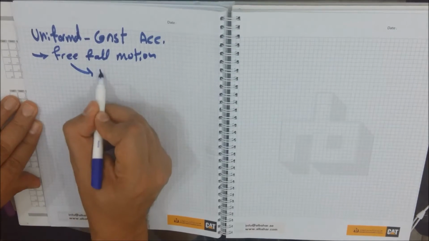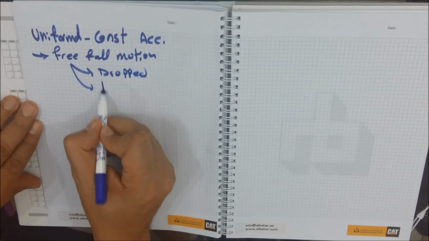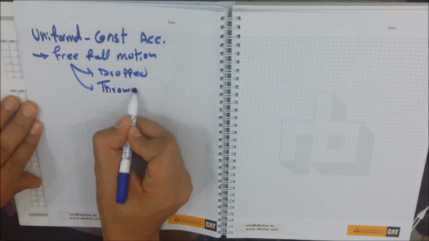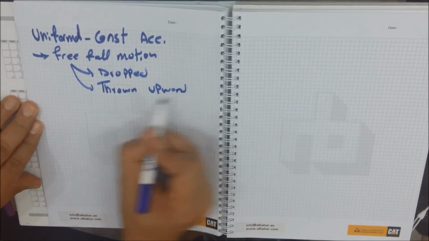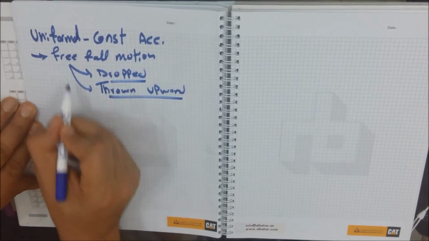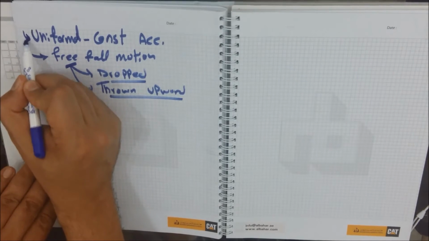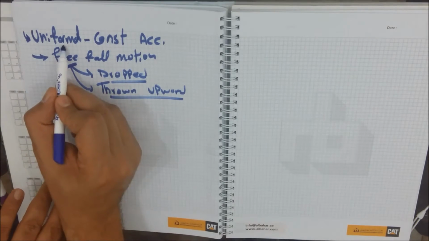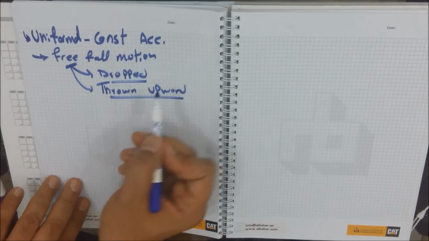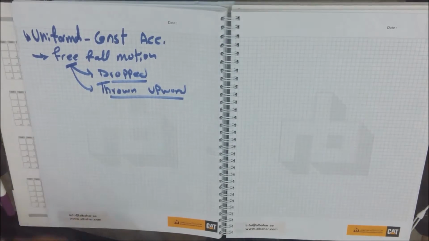which means an object is dropped or thrown upward. All of these are keywords that tell you that you have to use the 4 kinematic equations. So if you find a problem saying that an object is moving with uniform or constant acceleration, or an object is dropped or thrown upward, or a free fall motion, you need to use the 4 kinematic equations.